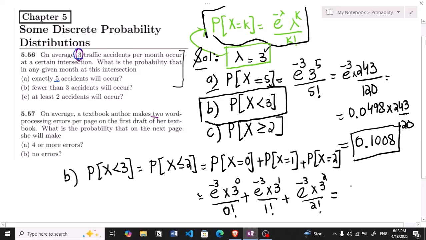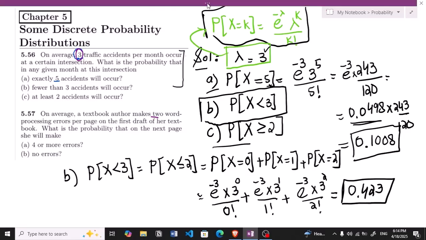Okay, so finding it out, because the value of exponential -3 is already known, and then finding the other values, the answer of it would be 0.423. So this is the solution for part B of my question. In order to proceed to part C of my question, let me move down somehow.